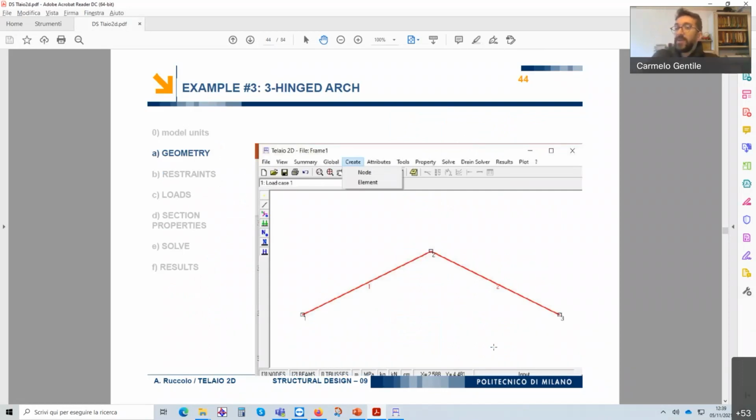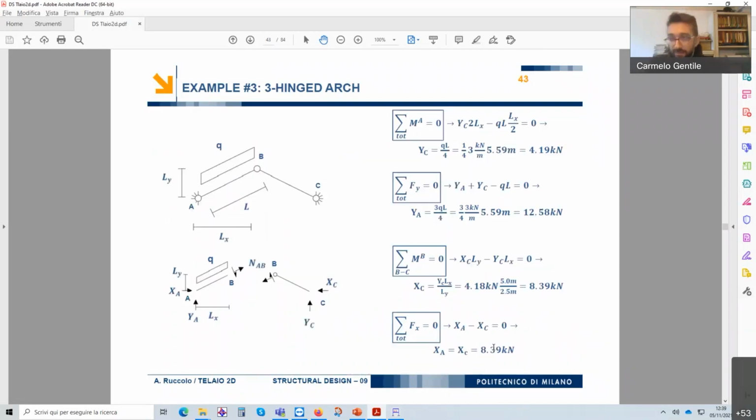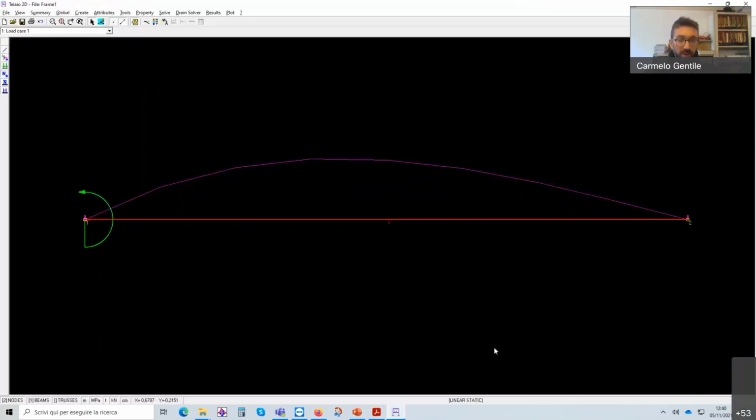Now, we have done all this and possibly made some mistakes and gone back, found the mistakes. Then we have to compute also the internal forces, so other equations. I don't know, 1 hour of computation. Instead, we go on Telaio.